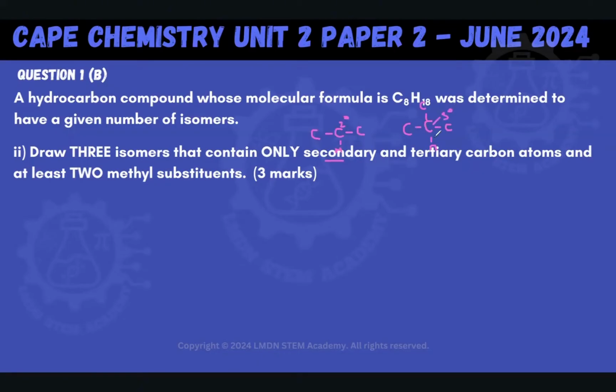So all the carbons in the 3 isomers I'm going to draw have to be either secondary or tertiary. There can be no primary carbon atoms in that structure, right? And then, of course, at least 2 methyl substituents. So, we're going to choose positions along the carbon skeleton where we're going to just tack on methyl groups. So here's what we came up with here.